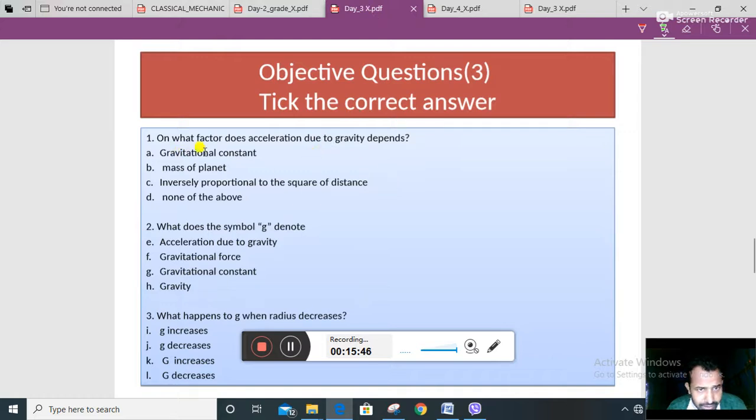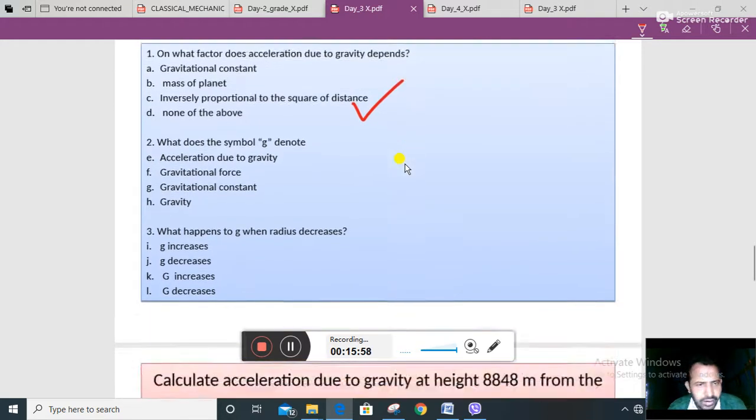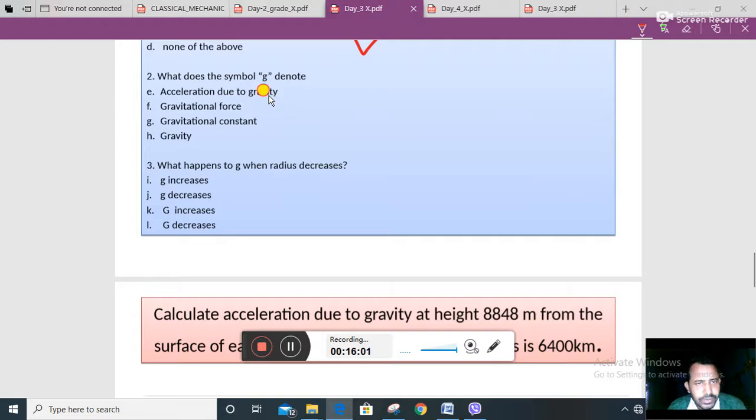And now let's do some questions. On what factor does acceleration due to gravity depend? It depends upon this. Let me have my pen. Okay, this one is the answer: inversely proportional to the square of distance. We are saying it a lot of times. g refers to acceleration due to gravity.